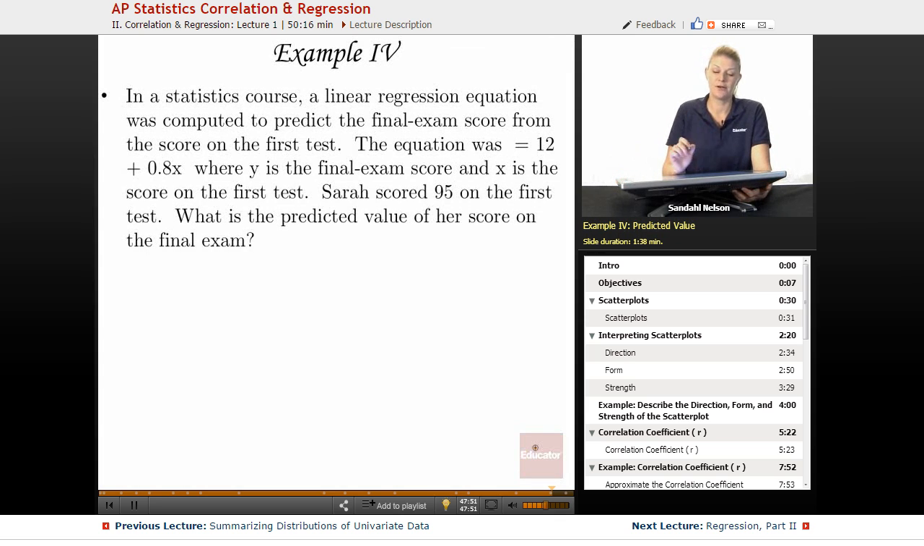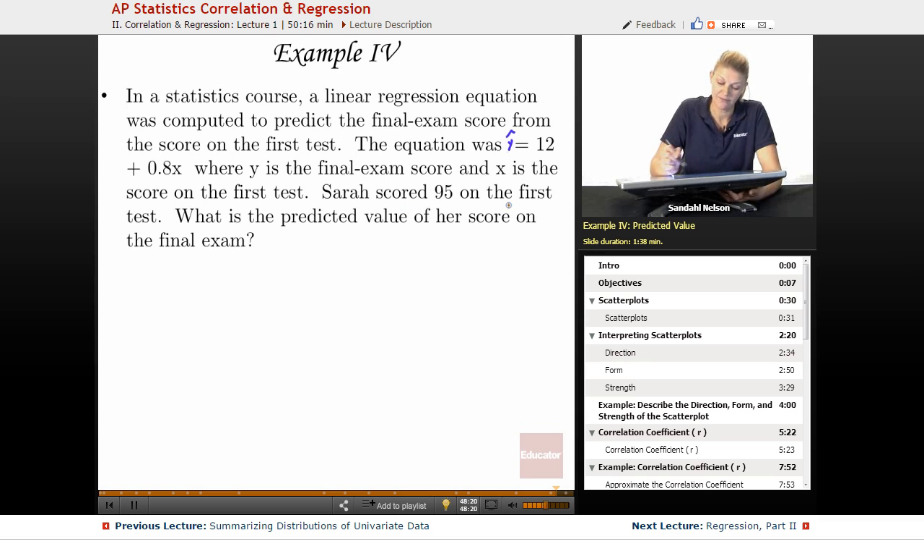Okay, so let's do another example. In a statistics course, a linear regression equation was computed to predict the final exam score from the score on the first test. The equation was, actually this should say y hat, sorry about that. The equation was y hat equals 12 plus 0.8x, where y is the final exam score and x is the score on the first test.